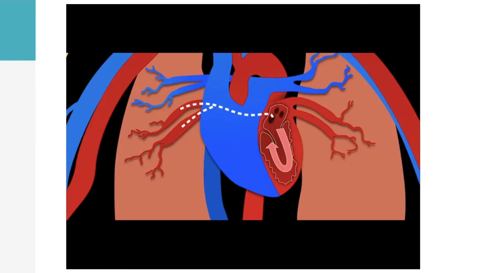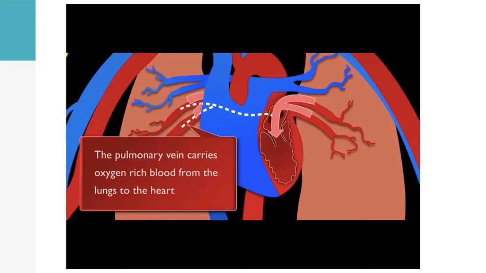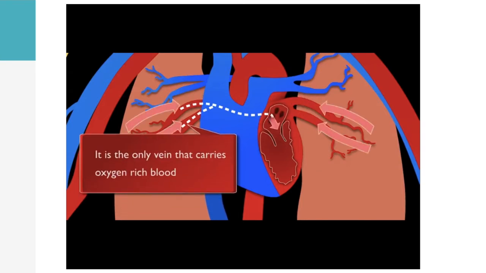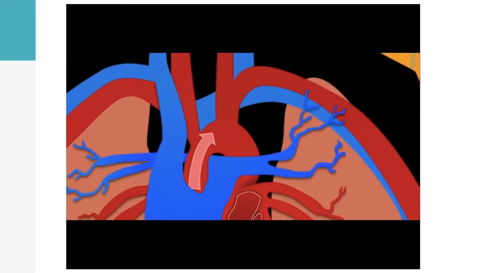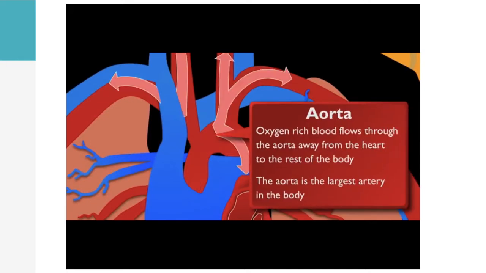It even carries nutrients throughout our body. So the left side of the heart controls the blood with the oxygen. Yes, blood with oxygen enters the left side of the heart through the pulmonary vein. The pulmonary vein is the only vein that carries oxygen-rich blood. This oxygen-rich blood flows through the pulmonary vein into the left side of the heart and then gets pumped out to the rest of the body through the aorta, the largest artery in the body.